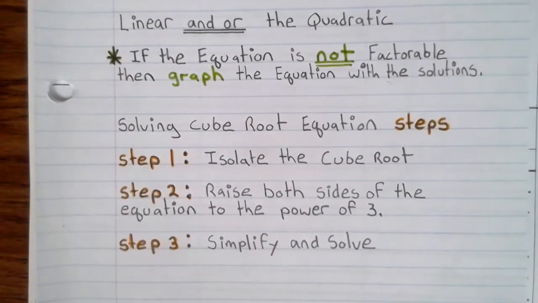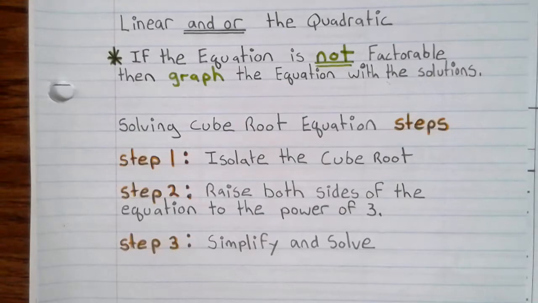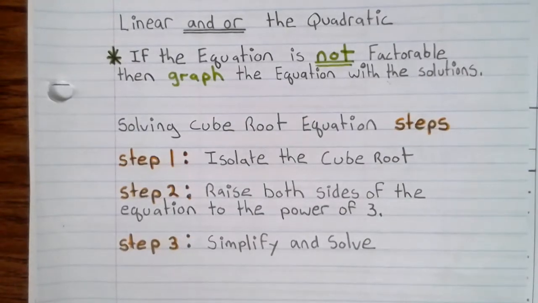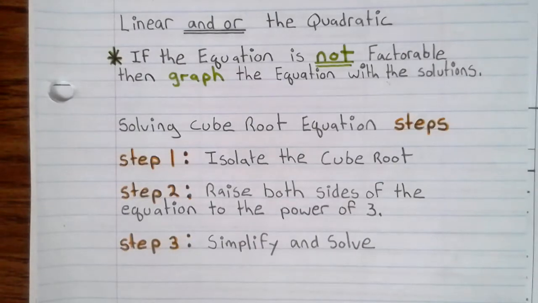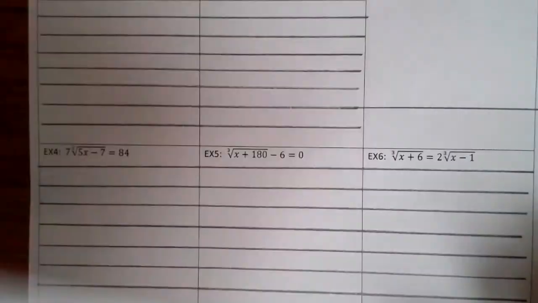Solving cube root equation steps. Step 1, isolate the cube root. Step 2, raise both sides of the equation to the power of 3. Step 3, simplify and solve. All right, if you would, update your notes. Now your notes are updated. Let's take a look at our examples.